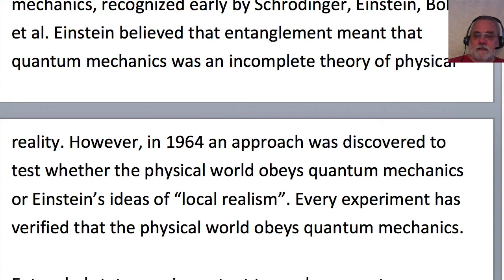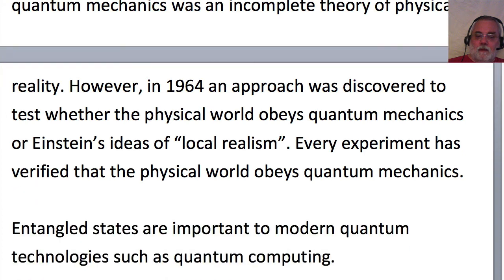However, in 1964, an approach was discovered to test whether the physical world obeys quantum mechanics or Einstein's ideas of local realism, and that quantum mechanics is physically incomplete. Every experiment since then has verified that the physical world obeys quantum mechanics. Entangled states are important to modern quantum technologies, such as quantum computing.